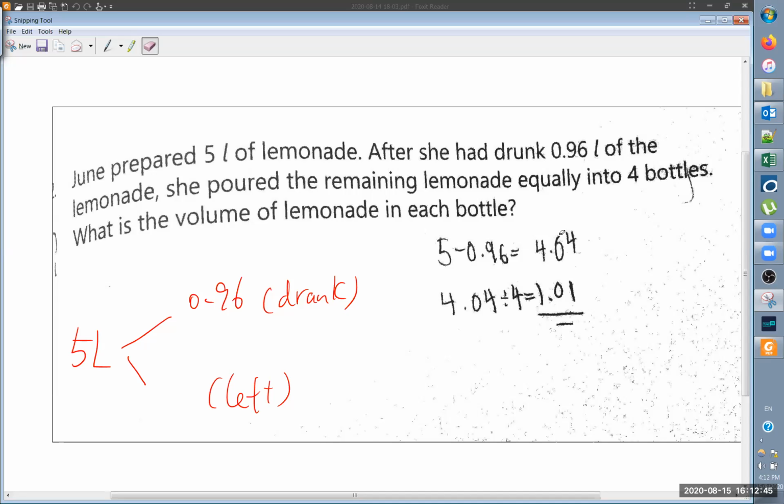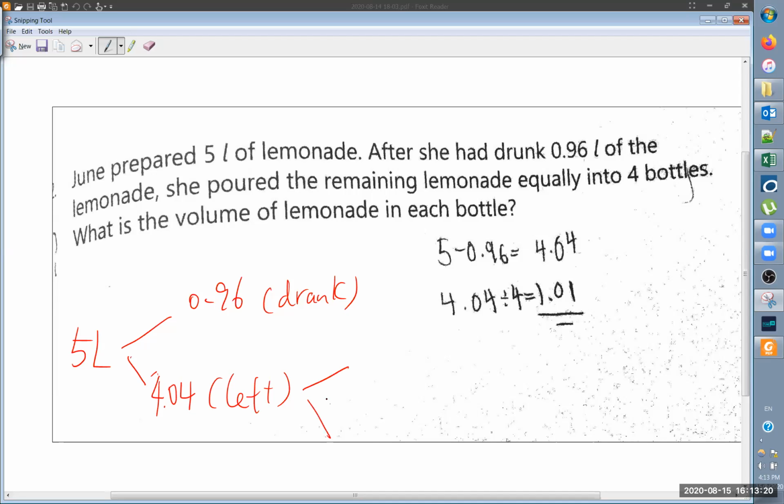It looks like a 6 to me. Okay, so let me write down. So where's the point? Oh, here. So it's 5 minus 0.96, so it's 4.04. Sorry. All right, and then after that, she poured the remaining, from which branch? Left. Very good. You branch out from the left here.